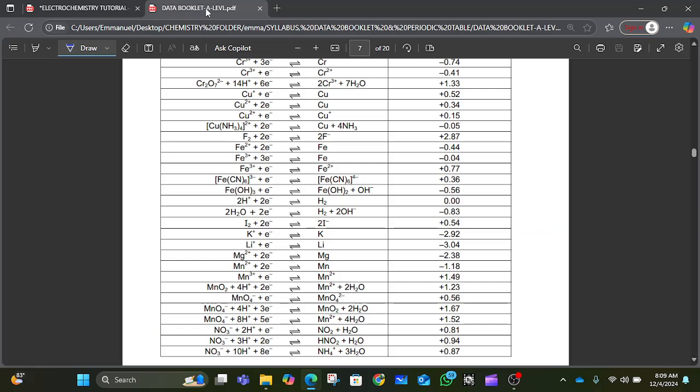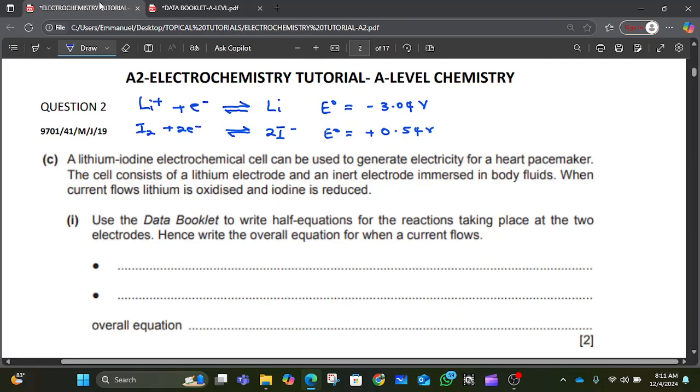So first, let's pick the half reactions from the data booklet. So for iodine, this is the half cell equation. And for the lithium equation, this is the half cell equation. The electropotential for the lithium plus to lithium half cell equation is negative 3.04, and that of the iodine half cell is plus 0.54. So from the data booklet, all the half cell equations are written in the reduction form. And again, reduction is the gain of electrons.